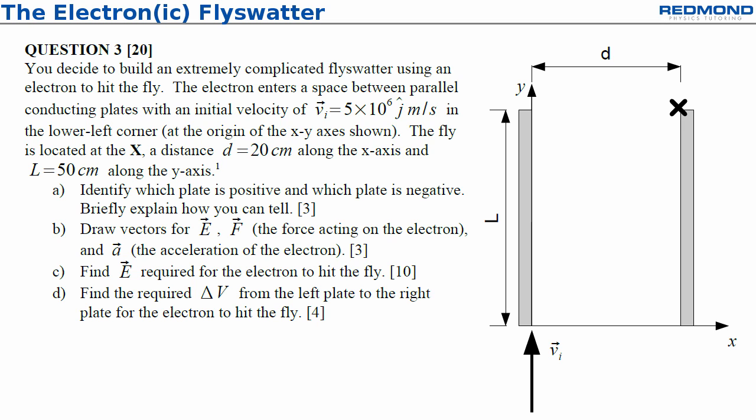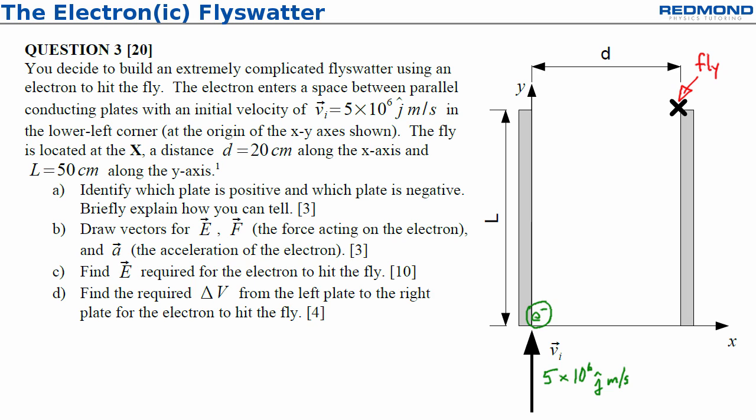In this video I'll show you some great and easy tips for solving a problem in which a charged particle moves through an electric field. This was an actual test question from my class. The idea is to deflect an electron coming in from the bottom left at 5 × 10⁶ meters per second to the right so that it will swat a fly located at the top right corner of the diagram.